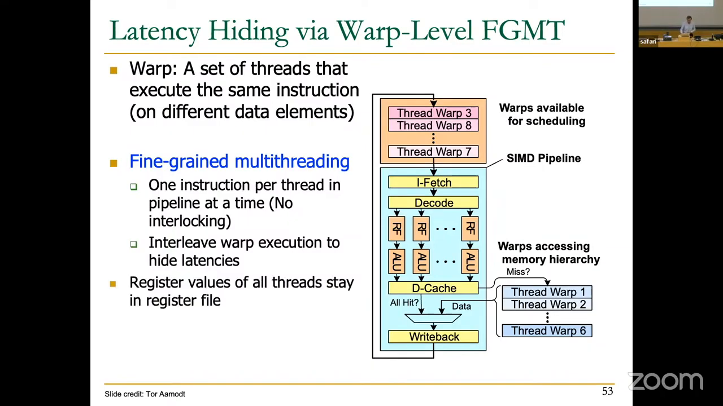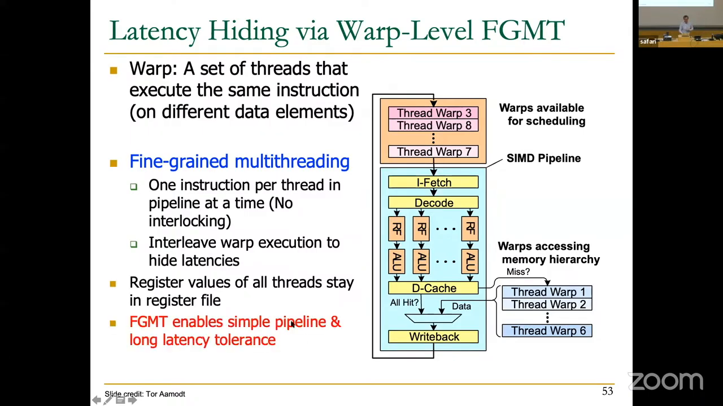And that hides the latencies. So you may have millions of warps, you may have, I don't know, a 10-cycle, 10-stage pipeline, and you keep the pipeline busy all the time, let's say. You can actually make the pipeline even deeper, right? As we have seen with vector processing. You can have very deep pipelines. So register values of all threads stay in the register file. We're going to talk about that. It's actually partitioned, like we have seen in vector processing.